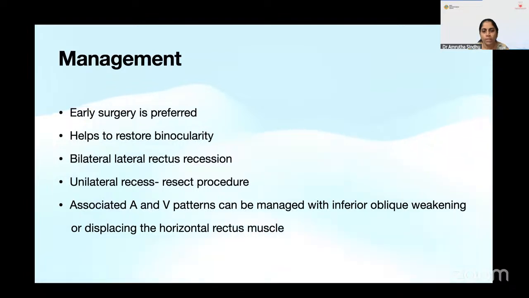So if you notice an associated A or a V pattern, look for any association of inferior oblique or a superior oblique overaction. So you can combine these oblique weakening procedures along with the horizontal recess resect procedure. Or if there is no inferior oblique overaction, then you can do a displacement of the horizontal recti muscle. So that is how we manage the essential or infantile exotropia.